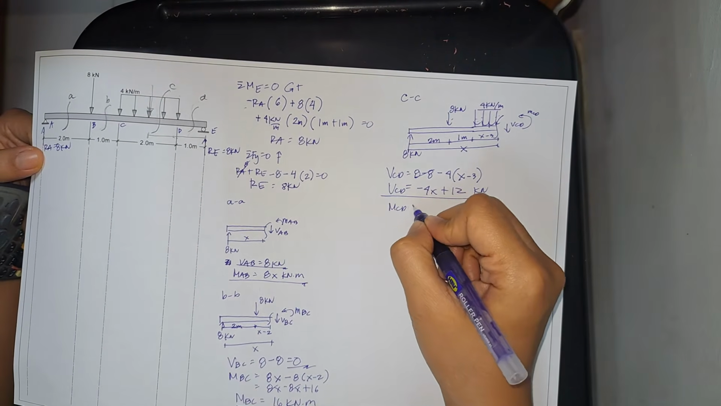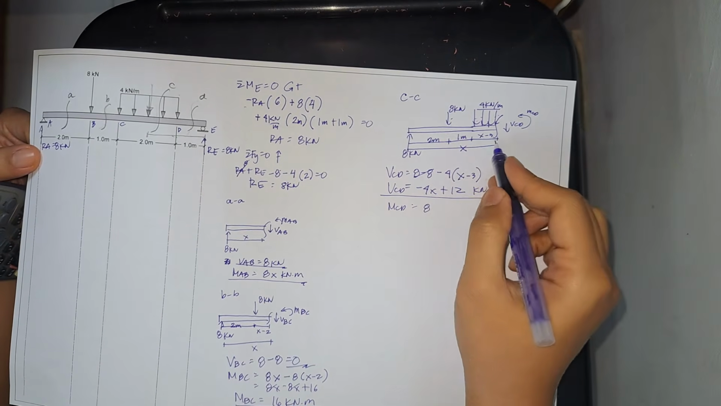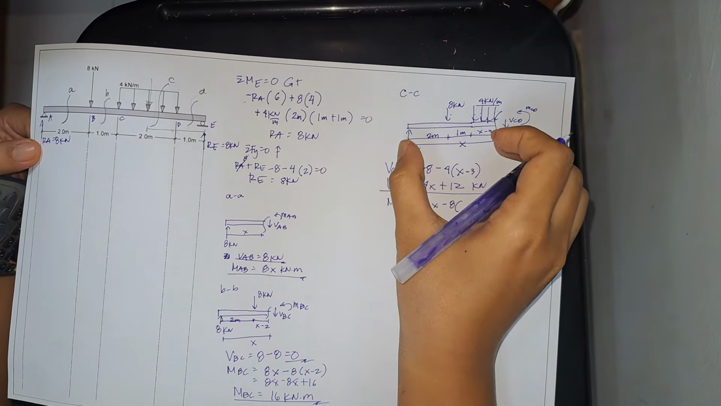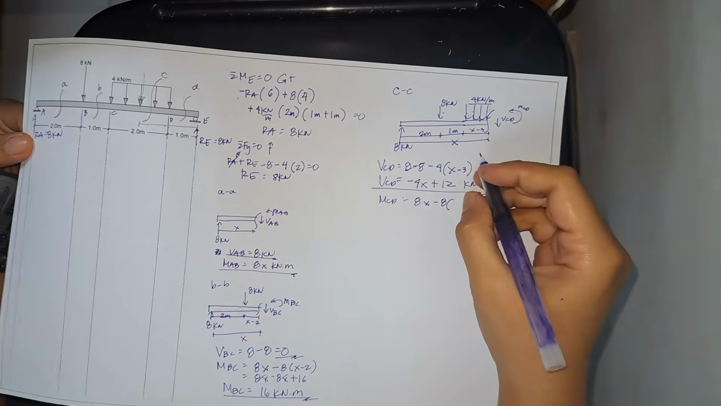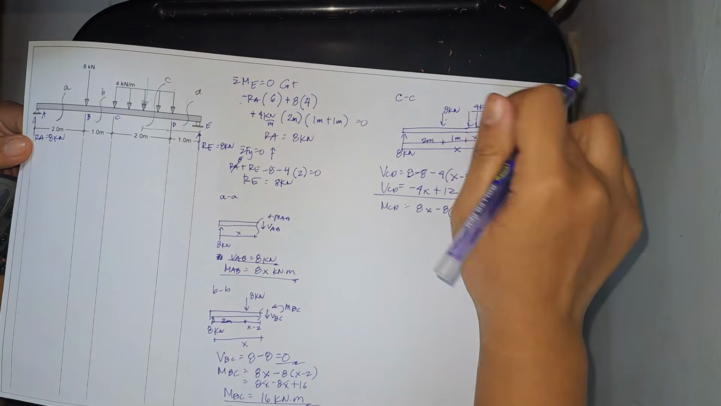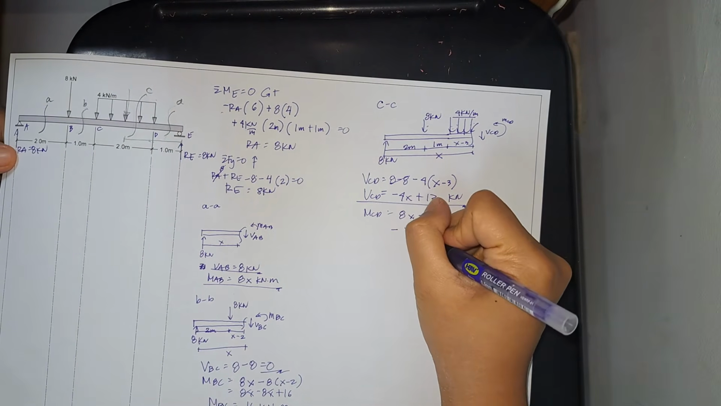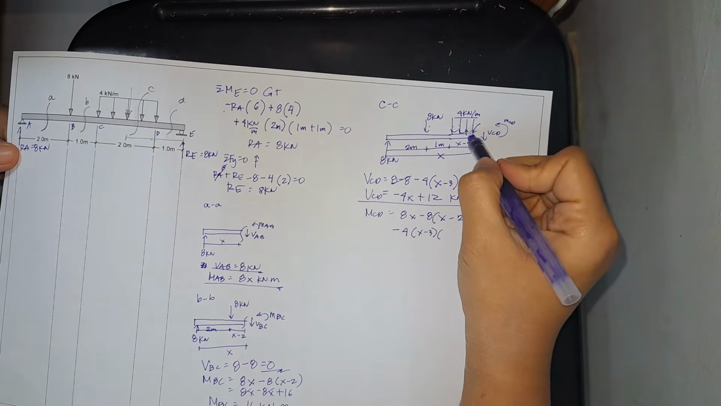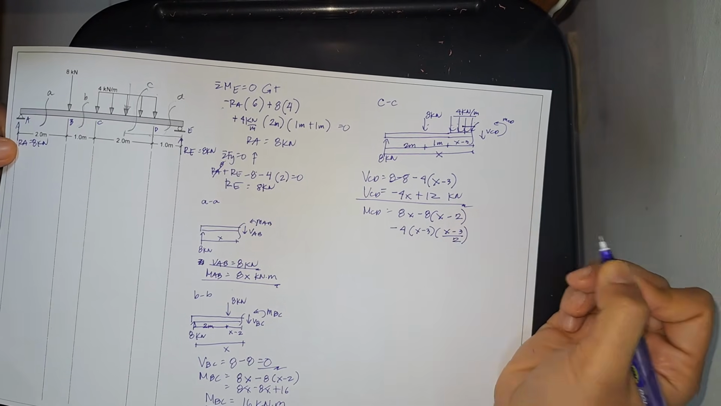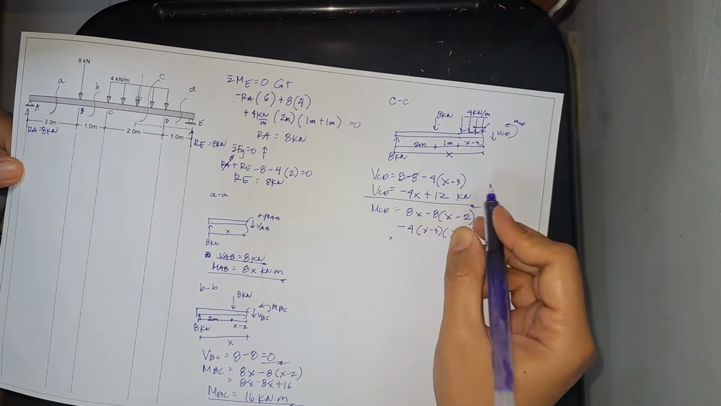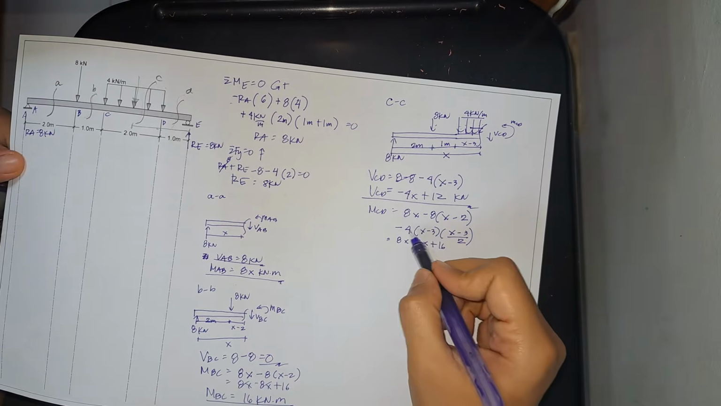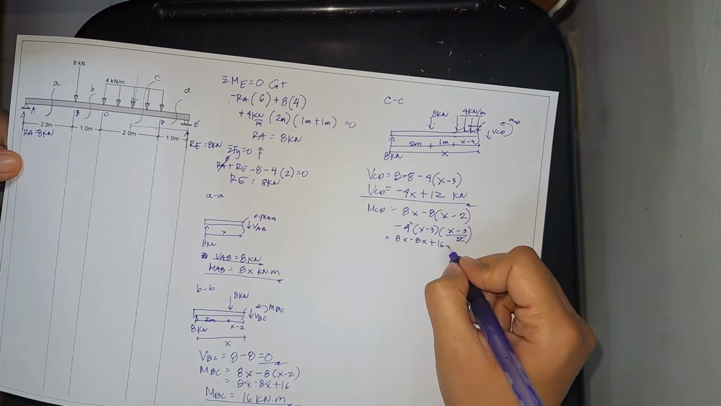And then for the moment, we have 8, moment arm is x. Next, minus 8, moment arm is x minus 3 plus 1, or also x minus 2. Then for the uniformly distributed load, minus 4 times x minus 3. What is the moment arm? From this point, the centroid, to here, that is x minus 3 divided by 2. So simplify, we have 8x minus 8x plus 16, cancel out. It becomes minus 2.